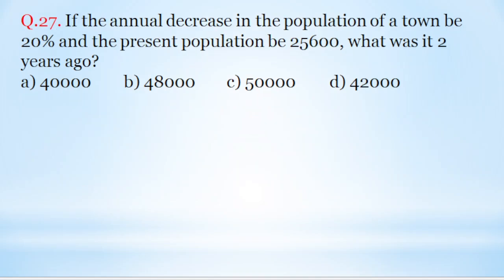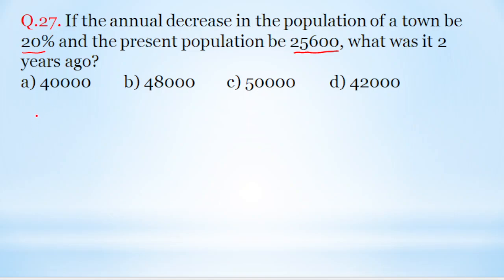Now the next question, that is question number 27. Here the question is, if the annual decrease in the population of a town be 20% and the present population be 25,600, what was it 2 years ago?